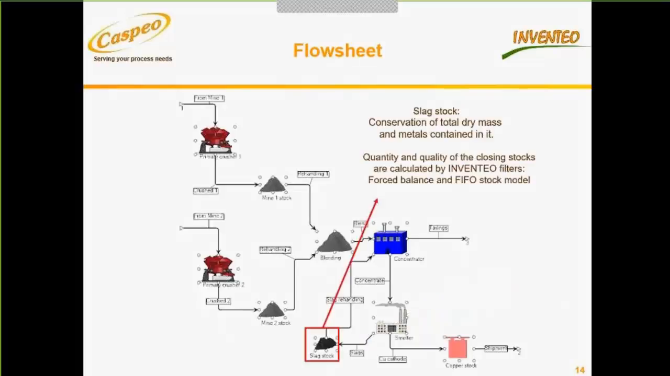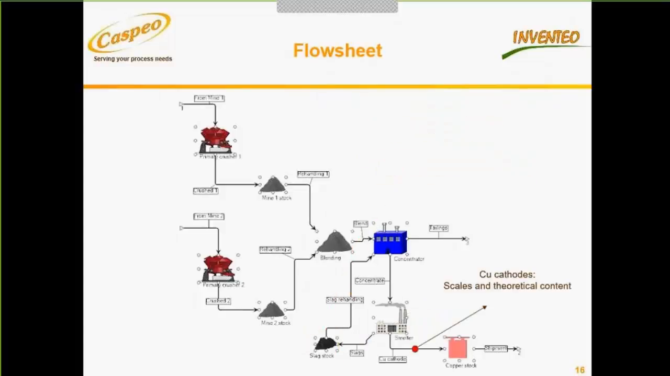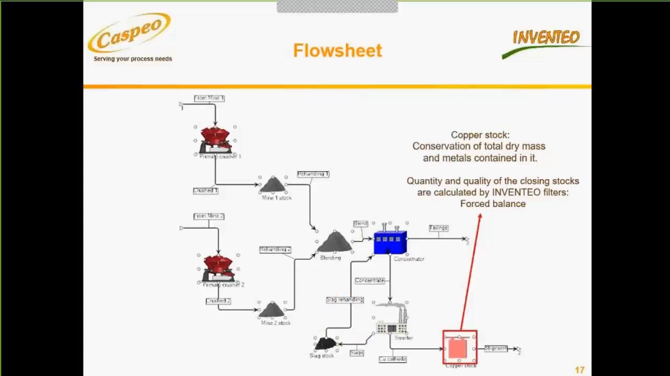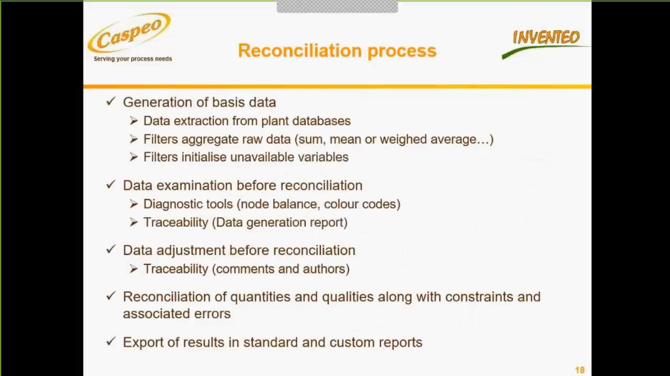So in Inventio, I will show you how we can deal with such a flow sheet. We can identify in Inventio different main steps. First of all, when we have a reconciliation model, we generate a basis data set.